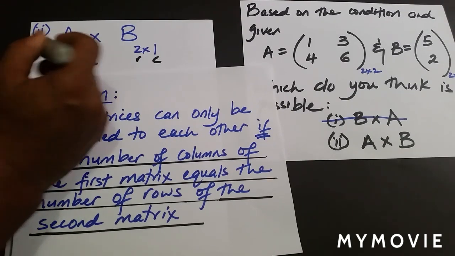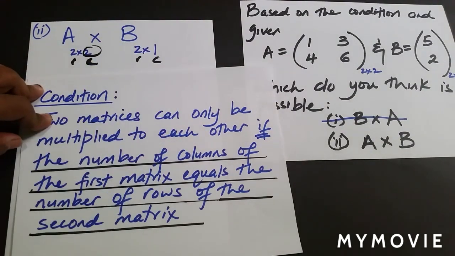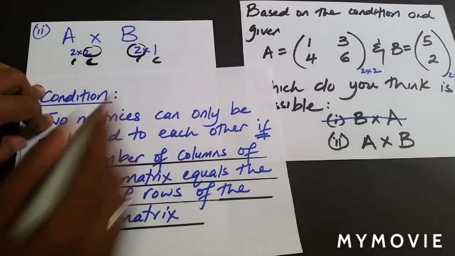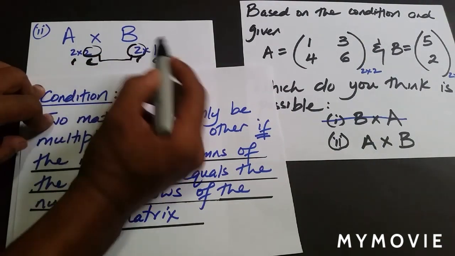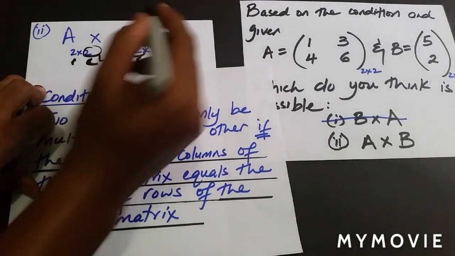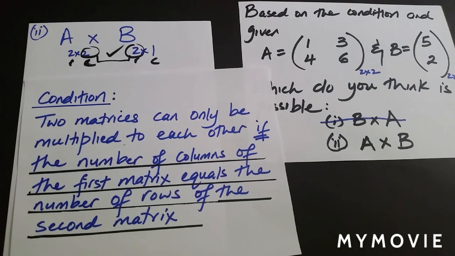So you can clearly say that A is the first matrix and the number of columns is 2. B is the second matrix and the number of rows is 2. Those two numbers are exactly the same, so it means that multiplication can occur. A times B can happen.